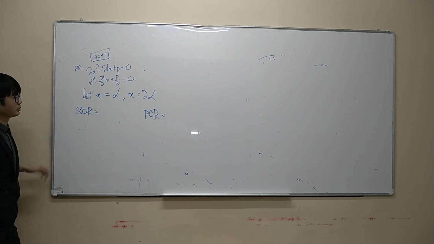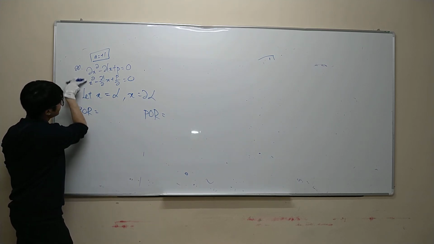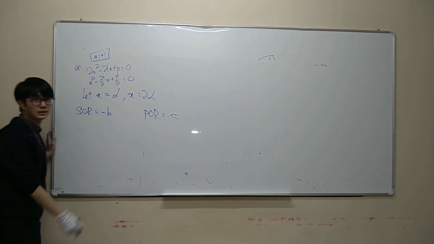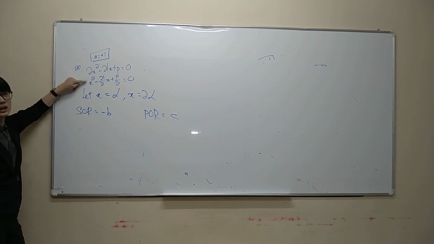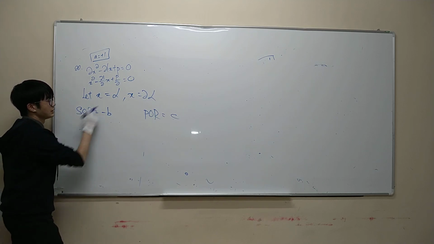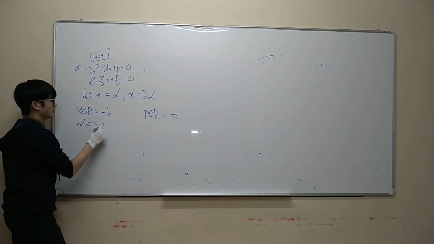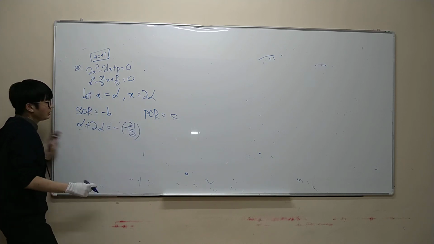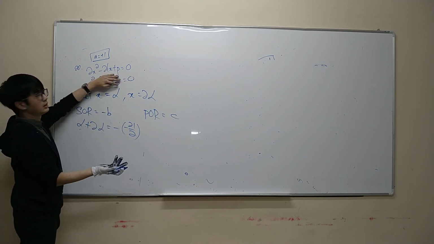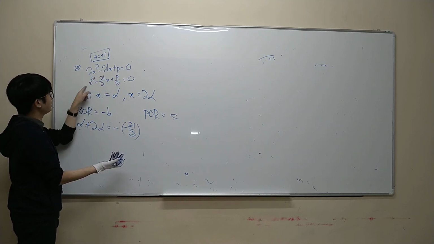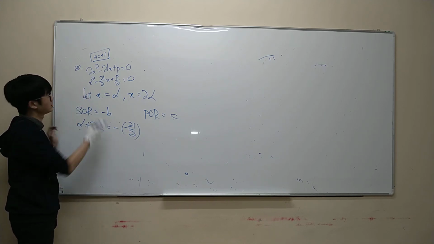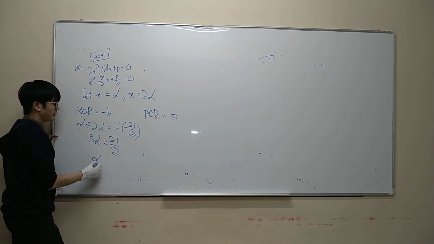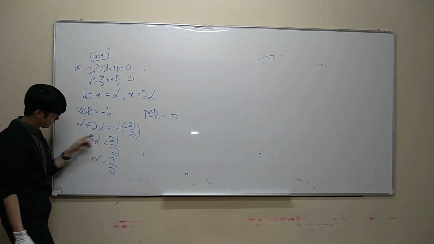Now you can use the SOR method. What is the SOR method? After your a is 1, your sum of roots will be negative b, and the product of roots will be c. But you have to make sure it is 1 first. What's the sum of roots? The two roots sum: alpha plus 2 alpha equals negative b. And what's the b? Negative 21/2. What if you write negative 21? It's wrong, because you have to make sure there is no number in the denominator first. So it's negative 21/2. So 3 alpha equals 21/2. So what's alpha? 7/2. Did I do it correctly? Yes.